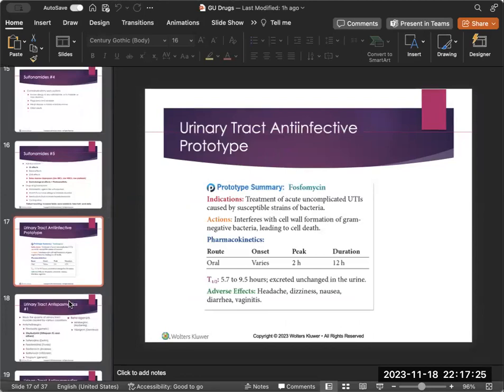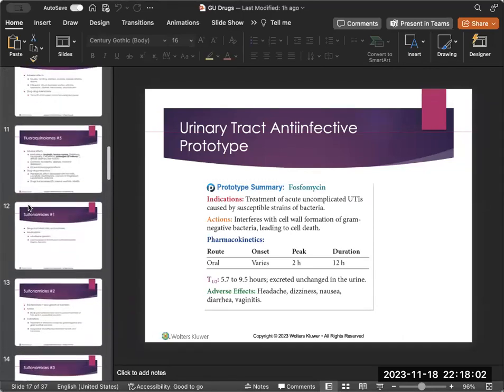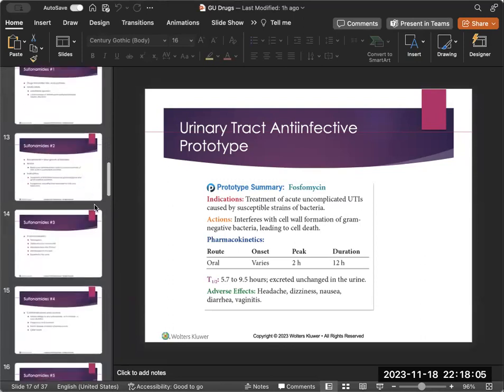This is just a summary of the prototype drug that we talked about before for those general urinary tract anti-infectives, okay? So just UTIs due to some bacteria. They block the formation of gram-negative bacteria, leading to cell death. If they cause cell death, they're bactericidal, which means they kill them. And it can cause headache, dizziness, nausea, diarrhea, and vaginitis for the prototype for anti-infectives. This is not a sulfonamide or, like I said, the fluoroquinolones. It's not one of those, okay?